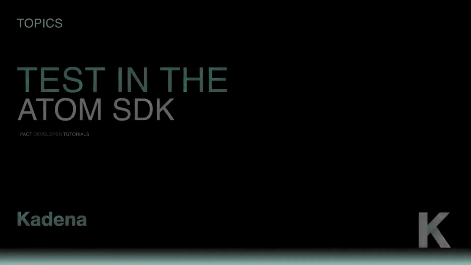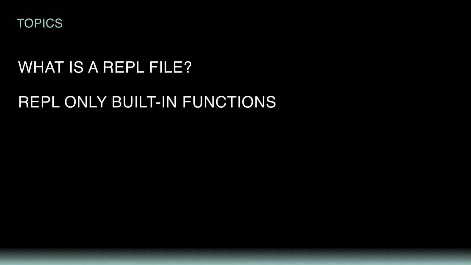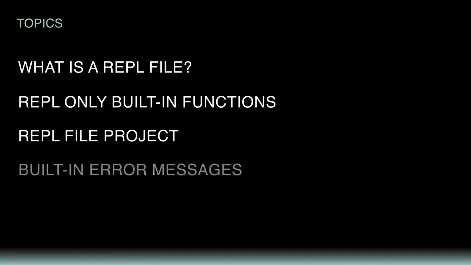Throughout this tutorial, I'll go over each of the following topics. First, I'll overview what a REPL file is. Then, I'll go over some of the REPL-only built-in functions. From there, you'll set up a project in your local environment, and you'll use it to do things like load environment data, load Pact files, and call functions. Finally, you'll run your REPL file and see some of the important Pact Atom SDK features like built-in error messages.